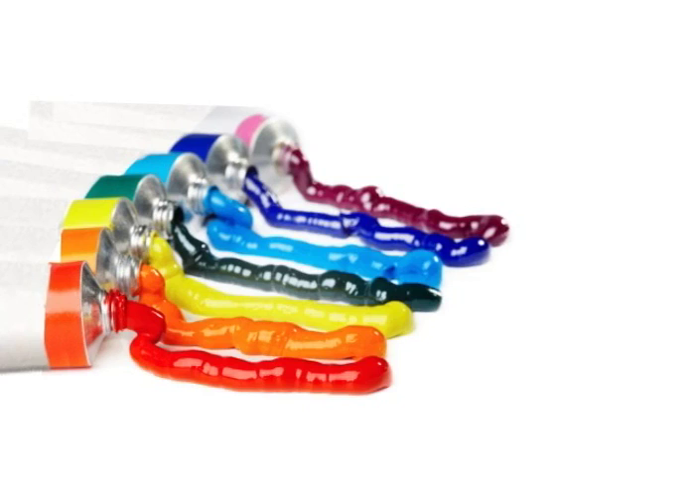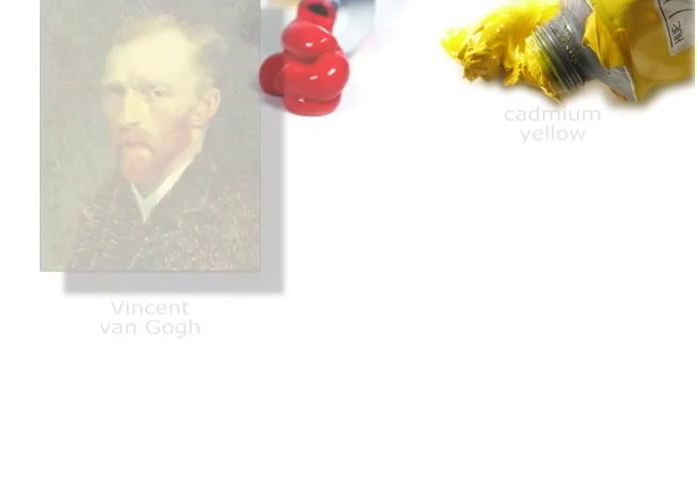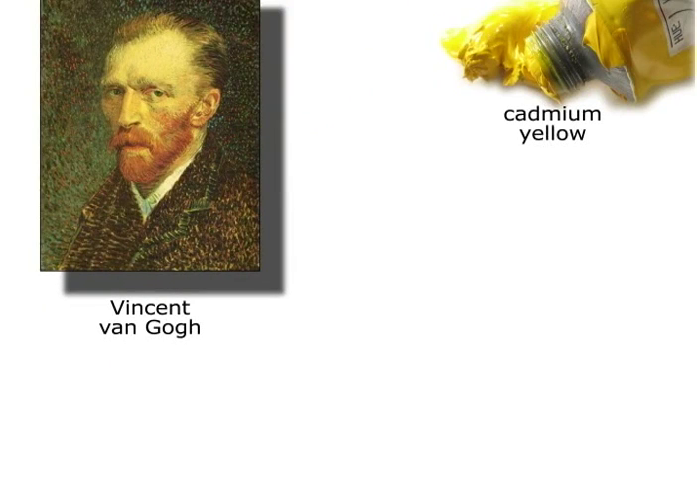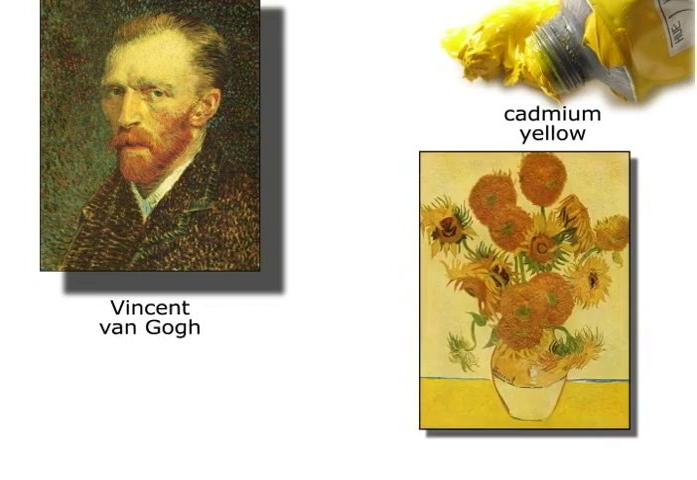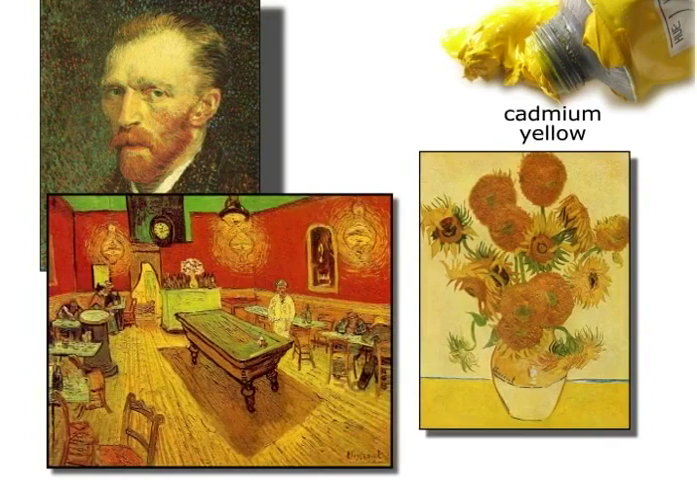Cadmium was also a popular compound in brightly colored paints, especially cadmium yellow and cadmium red. Cadmium yellow was a favorite pigment of Vincent van Gogh, and most of his paintings have a distinctive yellow tint to them because of the element cadmium.